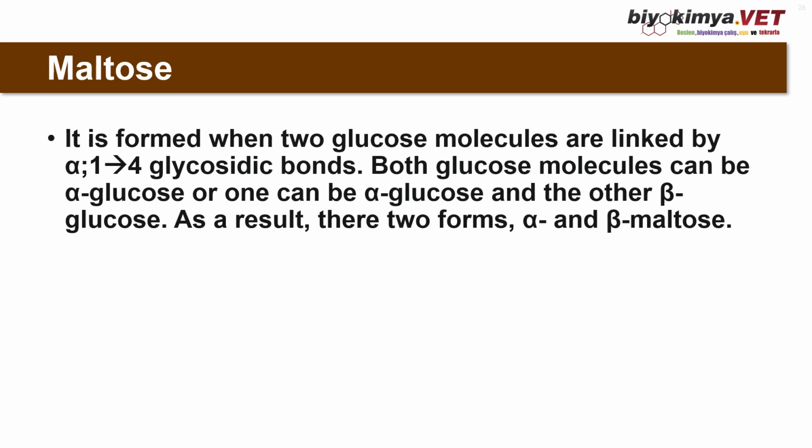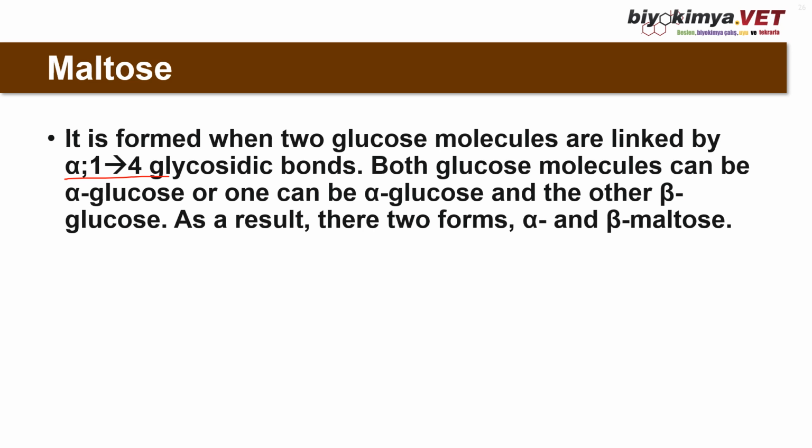Maltose. Maltose is formed when two glucose molecules are linked by alpha 1,4 glycosidic bonds. Both glucose molecules can be alpha glucose, or one can be alpha glucose and the other beta glucose. As a result, there are two forms, alpha and beta maltose. Maltose is also called malt sugar.